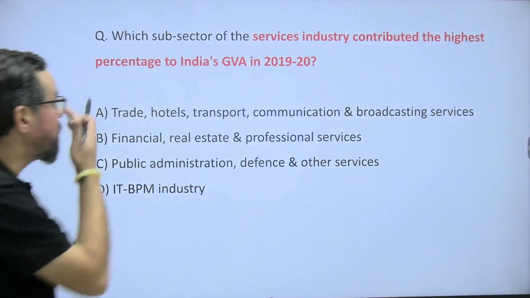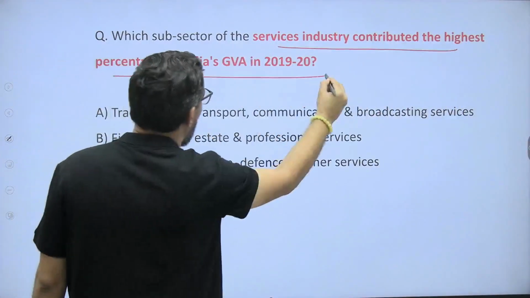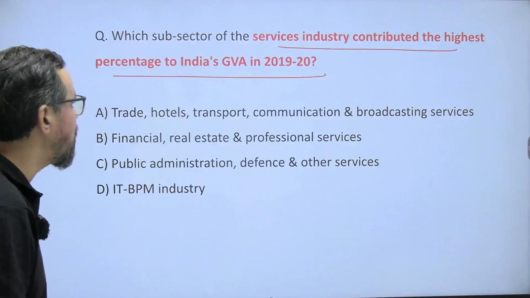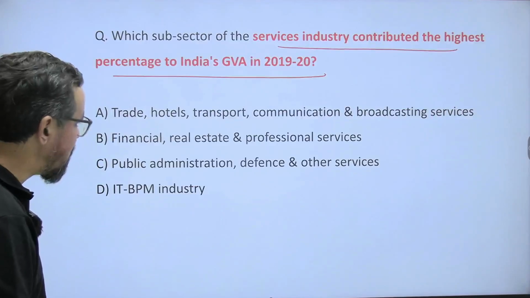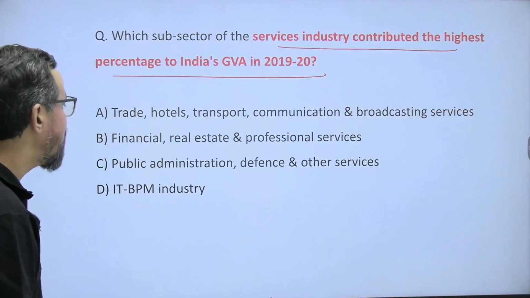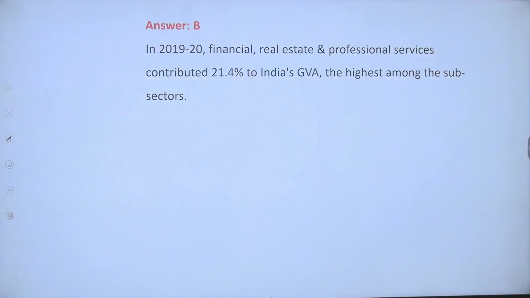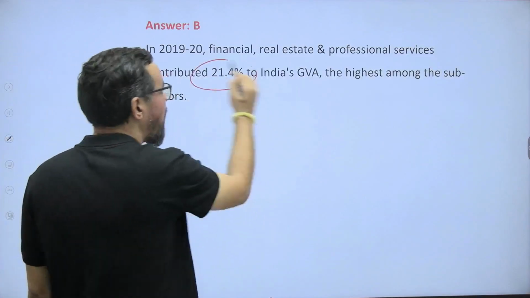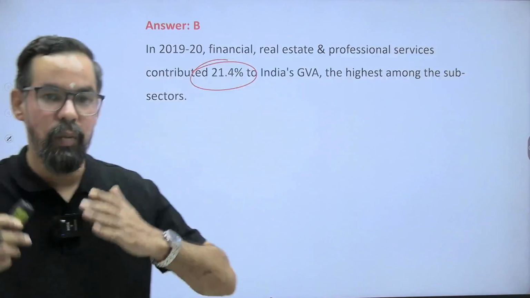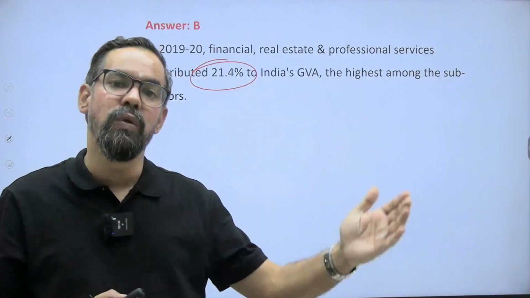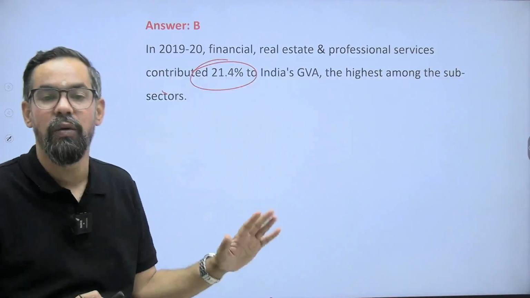Next one, which subsector of the service industry contributed the highest percentage to India's GVA in 2019-20? So it is the highest. Trade, hotels, transport, communication and broadcasting, financial, real estate, professional services, public administration, defense. B must be our right answer. Again, this is old data which is part of your book itself. But again, I'm telling you guys, if you go through that book, that is something that can generally mislead. This data is from 2019-20. They are never going to ask this one.